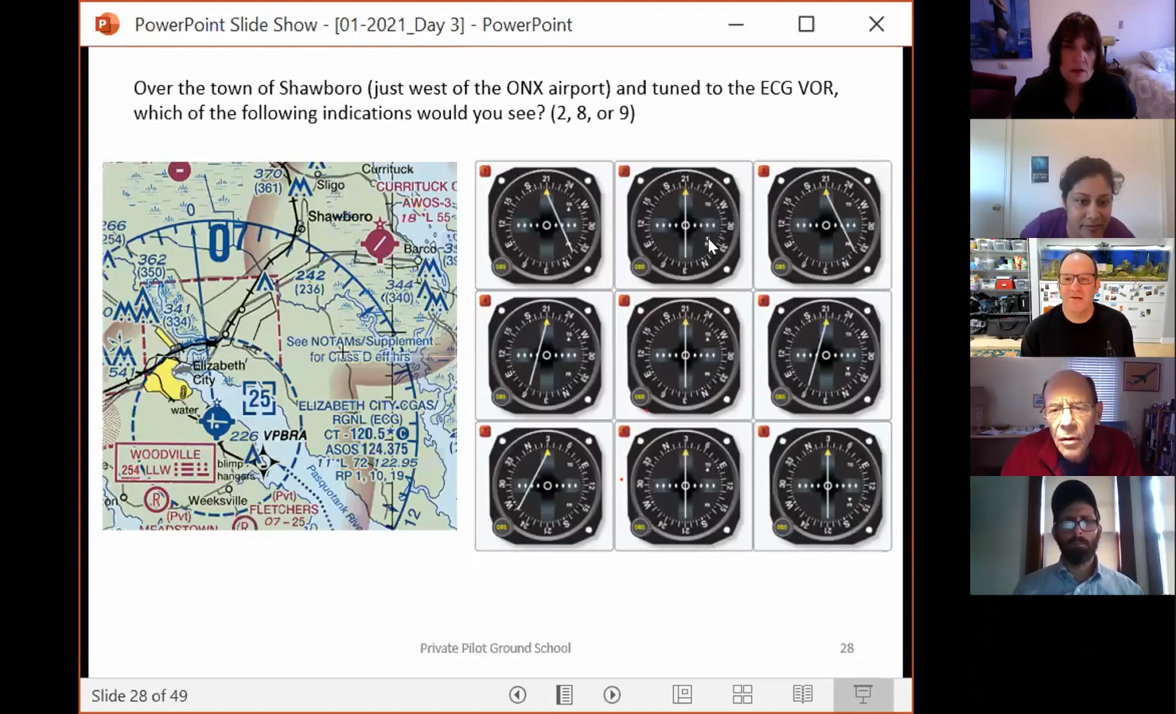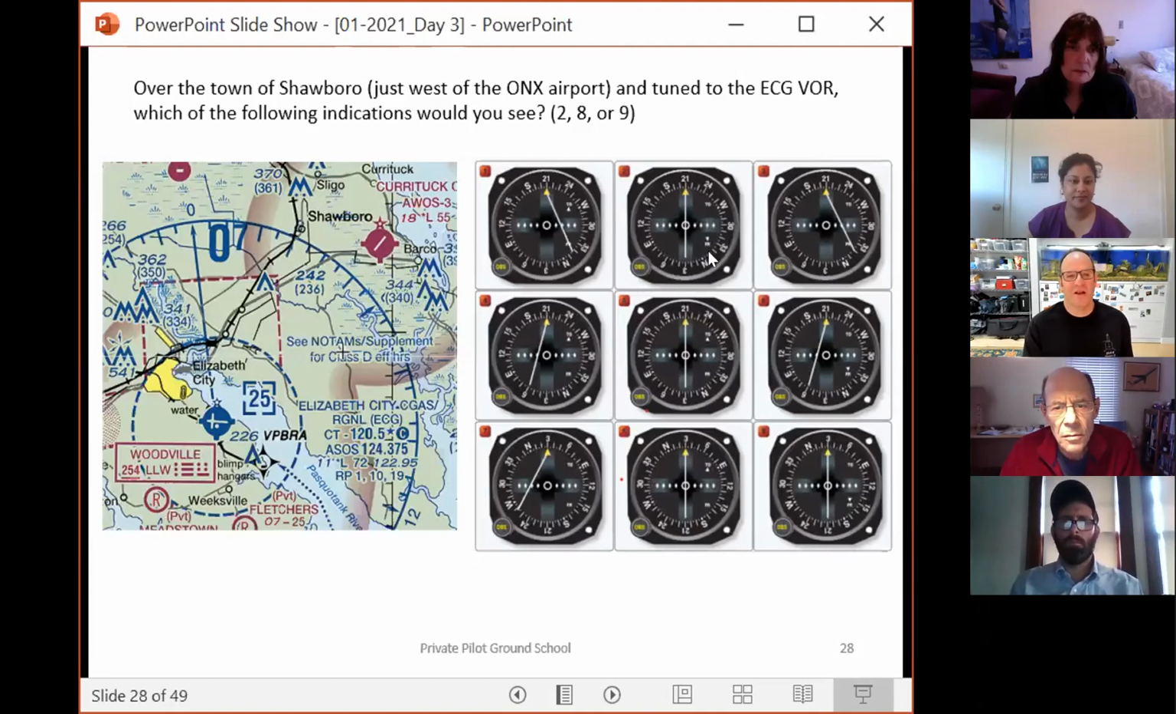On 2 and 8, so there's the "from" flag. 2 is the 210 radial from, and 2 and 8, I guess they could be considered the same. This is the 030 radial 2. So yes, 2 and 8 could be an aircraft at the same position, I think.